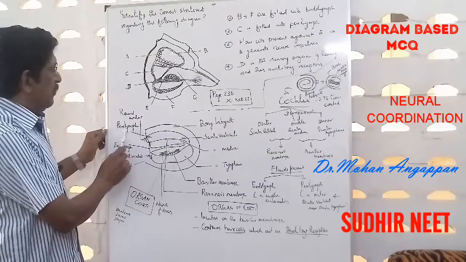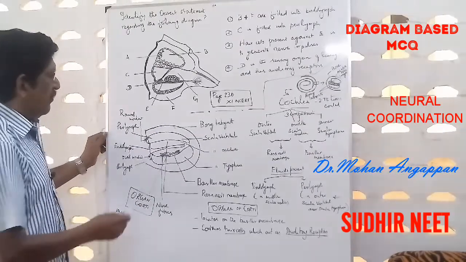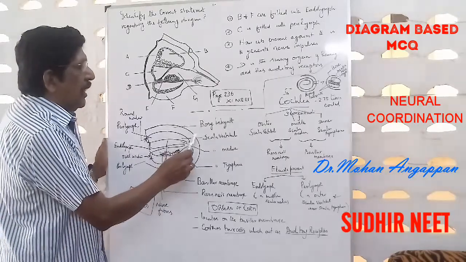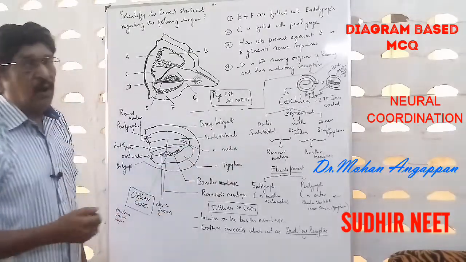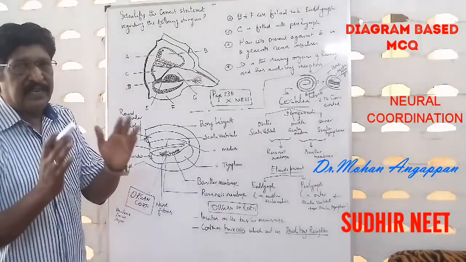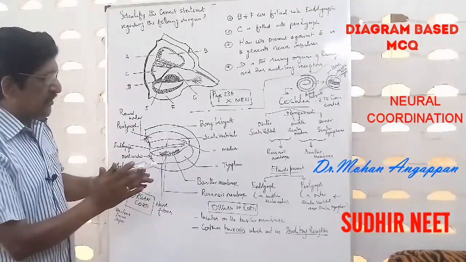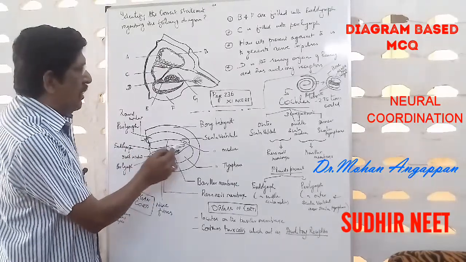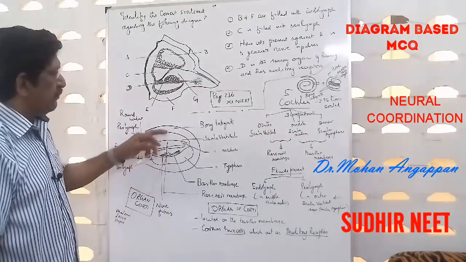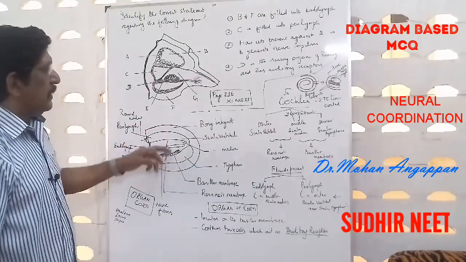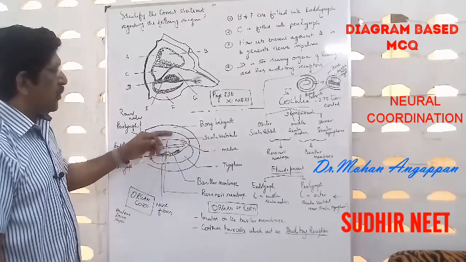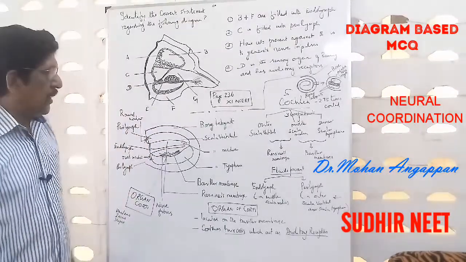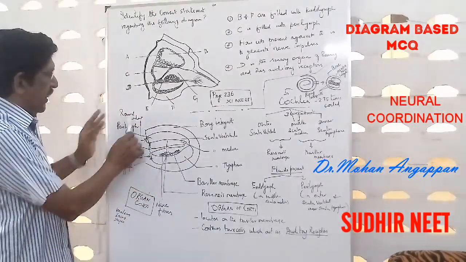The outer and inner compartments contain the perilymph, whereas the middle compartment contains the liquid endolymph. You must differentiate the endolymph and perilymph. Endolymph is the fluid present in the center compartment, that is the scala media, and the perilymph is present on both sides of the middle compartment, that is the outer scala vestibuli and inner scala tympani. Right? Now, this is the inner ear.